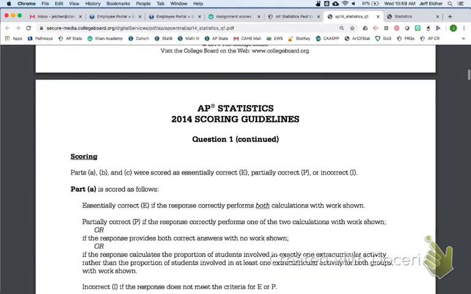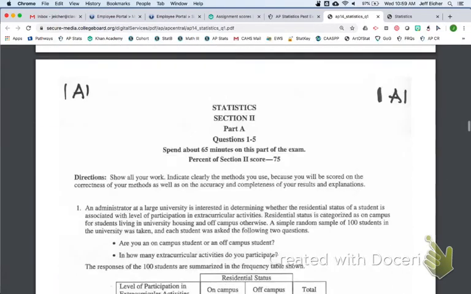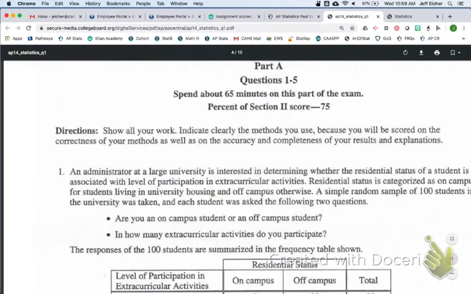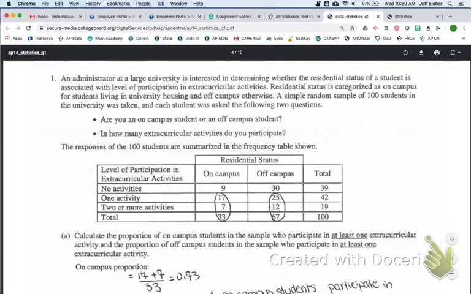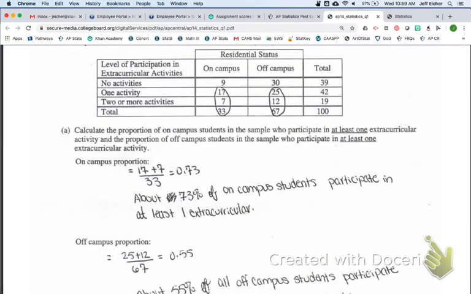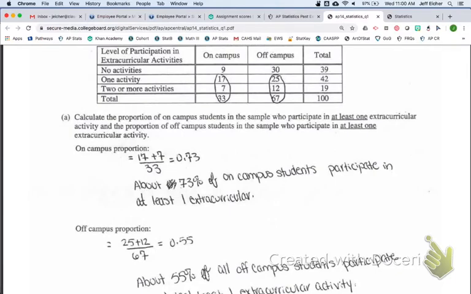So I'd like to look at a couple example responses and talk about scoring. So numero uno, here's a student response. For the on-campus proportion, they added 17 plus 7, those are the people on campus who do one or two activities out of 33, so 24 out of 33 is 0.73. And then 25 plus 12 out of 67, that was 55%. To get an E, you have to show work and get the answer, and this student did both, so that would be an E. The statement is nice, but not required.